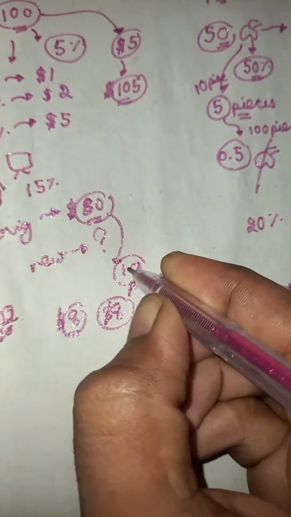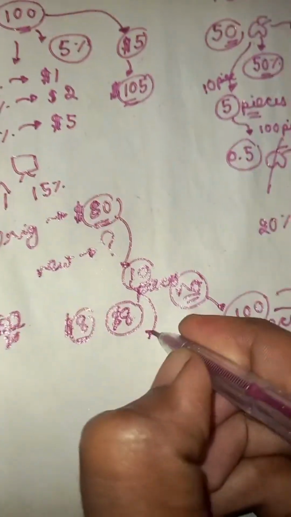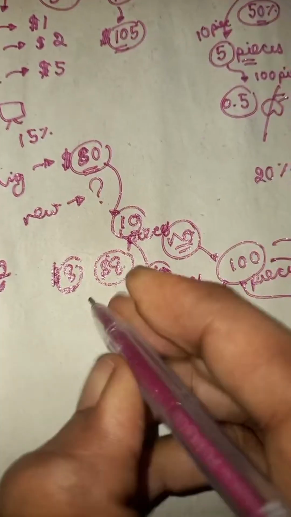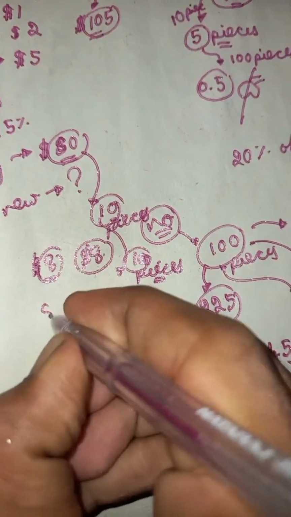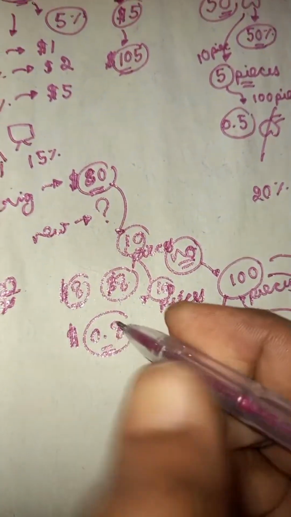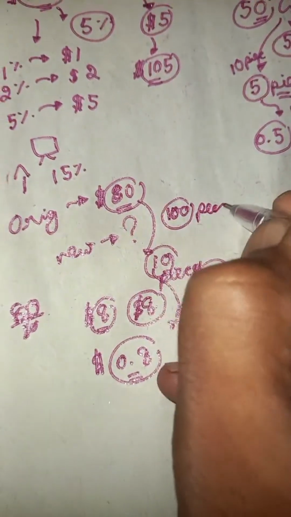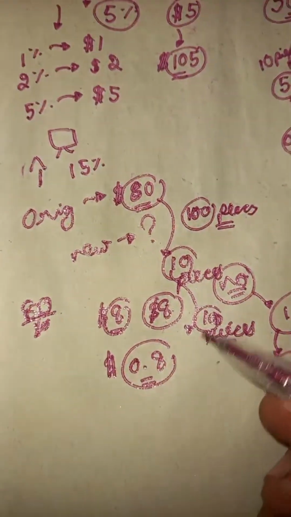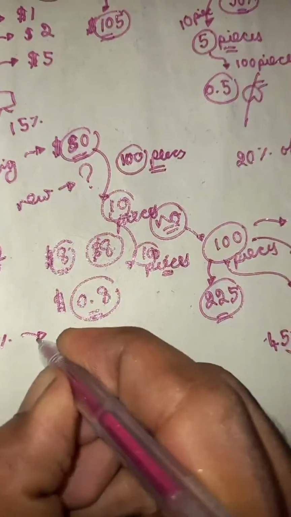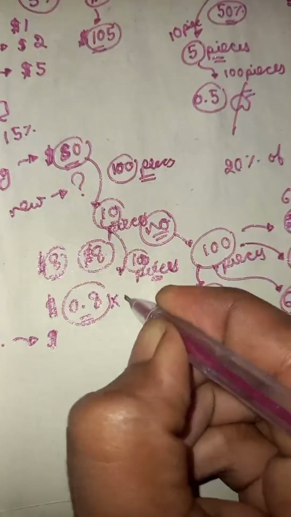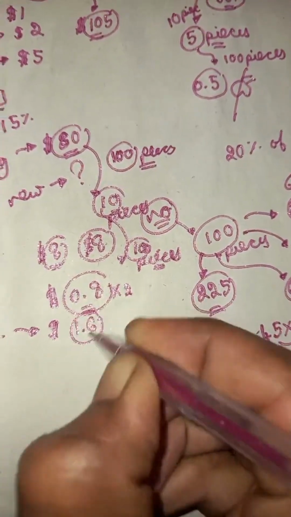And now you need to divide it into 100 pieces, because 100 pieces are needed to find the actual percentages. If you make it into 100 pieces, each piece is going to be 0.8 bucks. So if you take out two pieces or 2%, it is going to become 0.8 times 2, or 1.6 bucks.